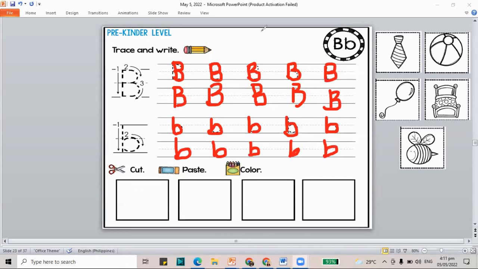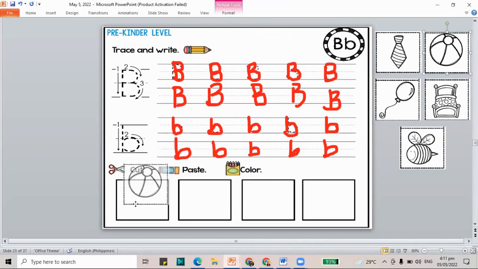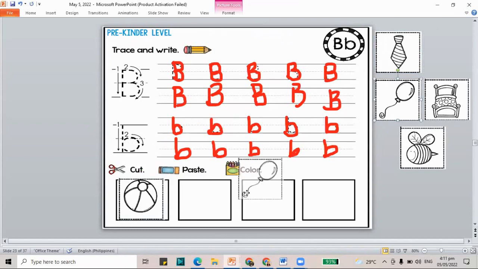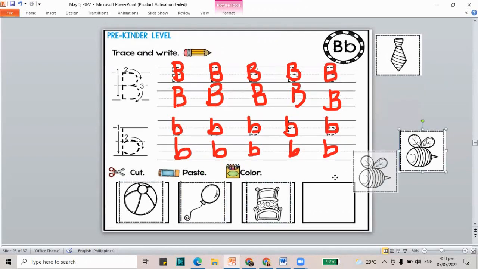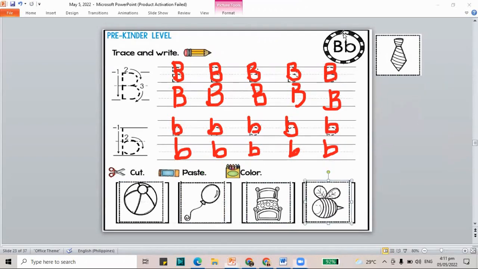Paste all the pictures that go in B. B is for the necktie? No. B is for ball. Yes. B for balloon. Yes. B for bed. Yes, also. And B for the bee. So remember, necktie doesn't go in B. B is for ball, balloon, bed, and bee. These are the pictures that you will paste. If you're not yet done, pause this video, play it again once you're done.